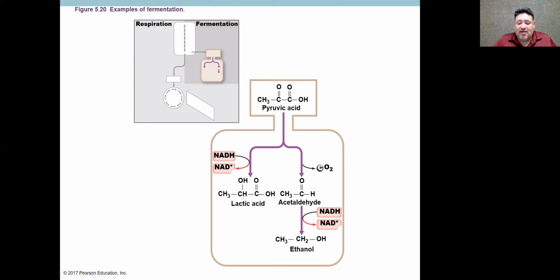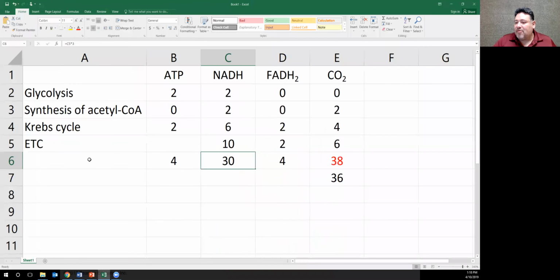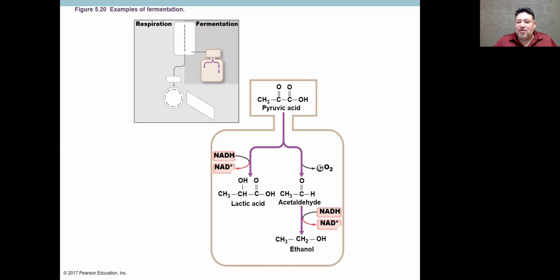Do you remember that? If I bring up my little thing here, remember here's glycolysis, and it only makes 2 ATP. By contrast, if we're breathing, we make a total of 36 ATP. So it seems counterintuitive that our body would choose to use glycolysis.